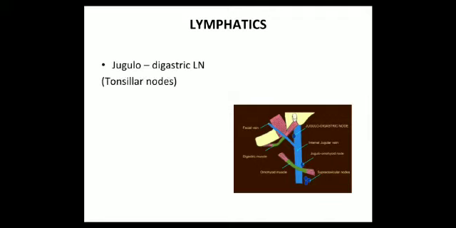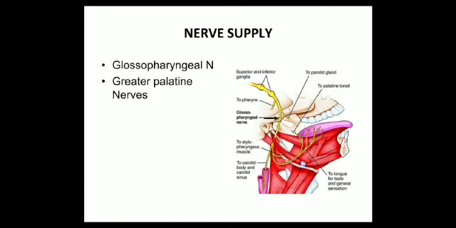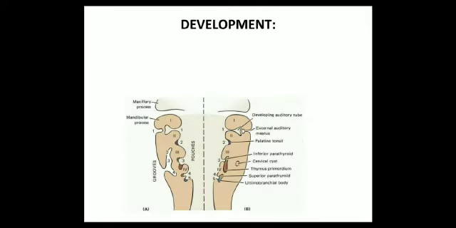So, it is also known as the tonsillar node. During inflammation, these lymph nodes will enlarge. The nerve supply is by the glossopharyngeal nerve, the greater palatine nerves and the lesser palatine nerve. It develops from the ventral part of the second pharyngeal pouch.